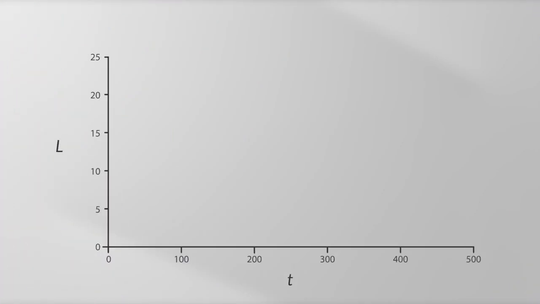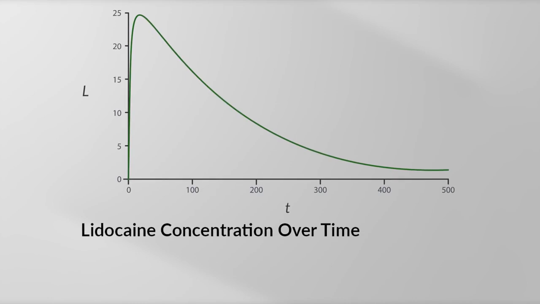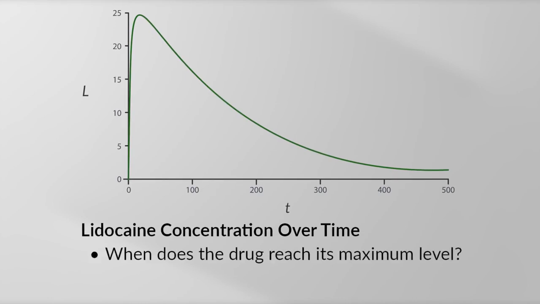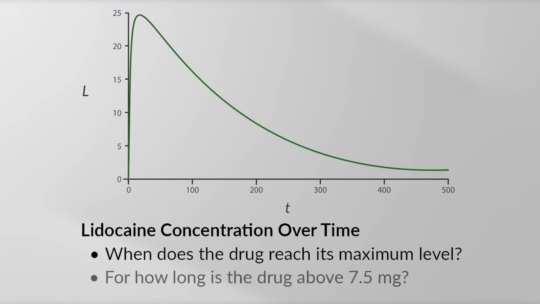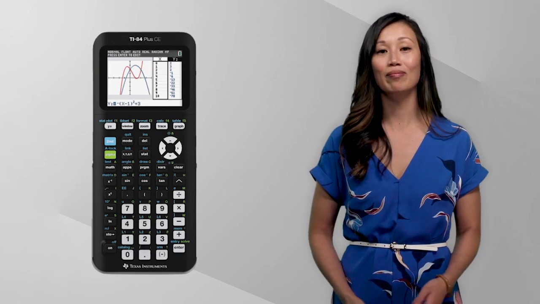If we collect many more data points than just the 5, a clearer pattern or model will emerge that will help us see how the amount of lidocaine behaves in the bloodstream over time. Once we have a model, we can begin to answer questions such as, how much lidocaine is in the bloodstream after 20 minutes? When does the drug reach its maximum level? And for how long is the drug above 7.5 milligrams? In the next unit, we will learn how to use the TI graphing calculator to answer these questions.